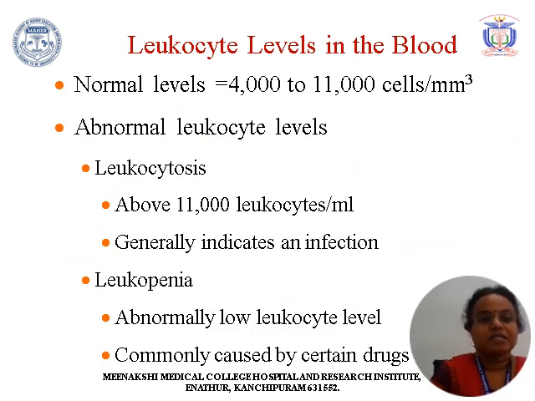Now coming to leukocyte levels in the blood, the normal level of leukocytes, that is the total WBC count, is around 4,000 to 11,000 cells per cubic millimeter. So there is no difference between male and female values as far as WBC is concerned. But you all know RBC count varies with gender. Coming to the abnormal leukocyte levels, an increase in leukocytes is called leukocytosis, and a decrease in leukocyte count is called leukopenia. So leukocytosis generally indicates infection, and leukopenia is an abnormally low leukocyte level, commonly caused by certain drugs.